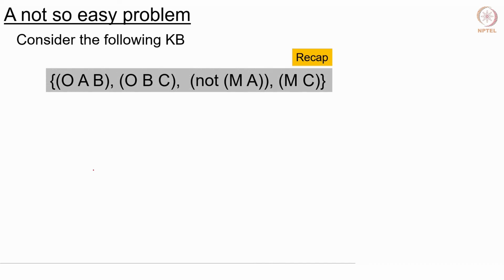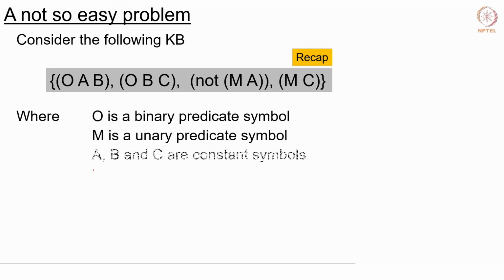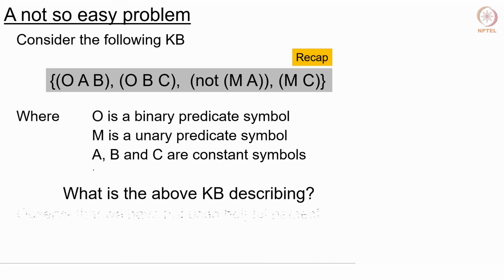Now, I want to end with this problem that we have seen earlier. This very small knowledge base, which was a propositional knowledge base, but our query will be a first order query. The knowledge base was, if you remember, 4 statements, where O was the binary predicate, M was the unary predicate, ABC were constant symbols.